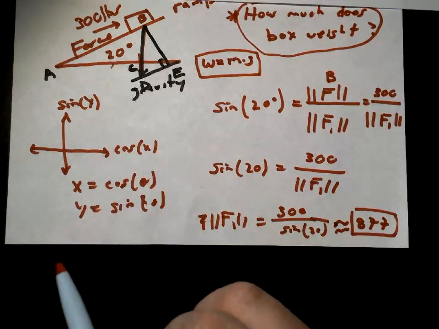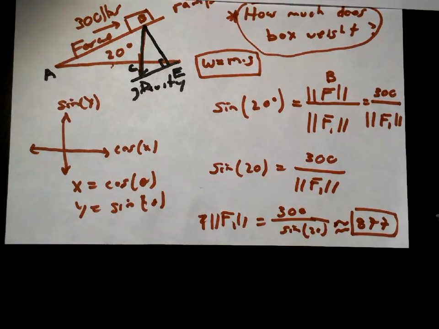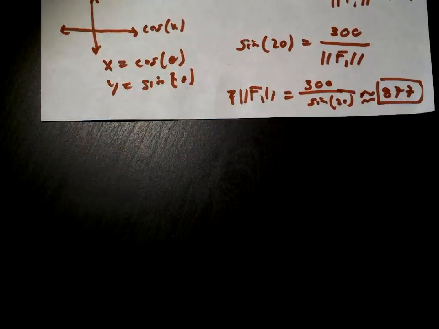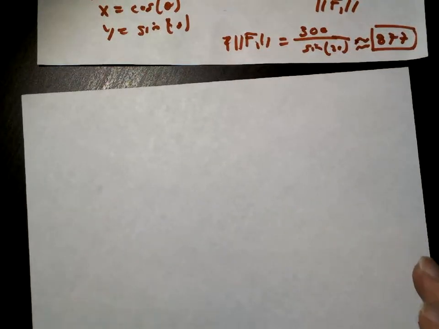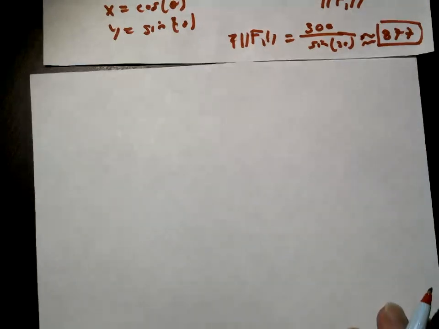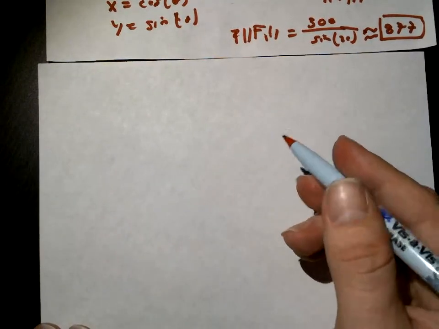that 20 degree incline. Okay, so let's do another one to help us gather this information. Well, let's think about this for a minute here. What if we had something here?